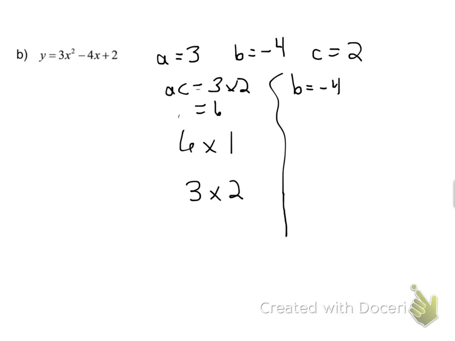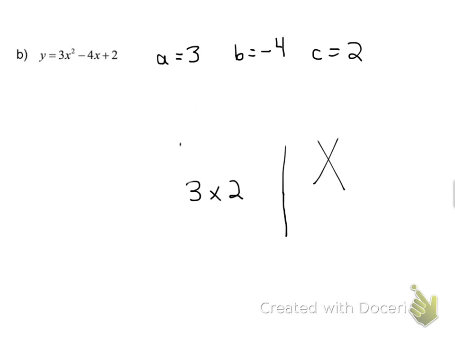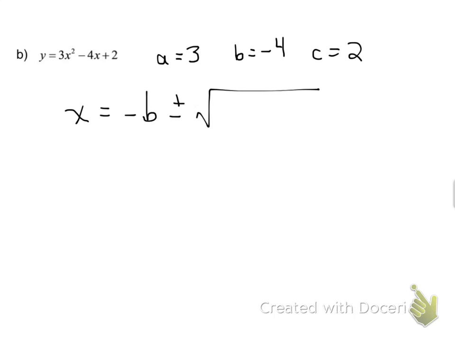None of these, again, work to make negative 4. You can't rearrange any of these numbers to make negative 4. So you cannot use AC B, which means that you are going to use the quadratic formula. So we're going to write it down: negative b plus or minus square root of b squared minus 4ac divided by 2a. Sub in your values.